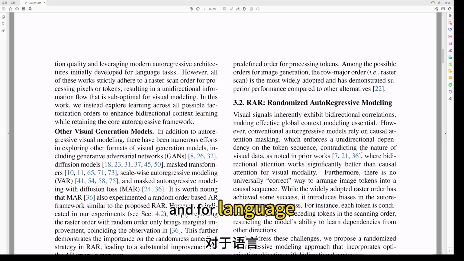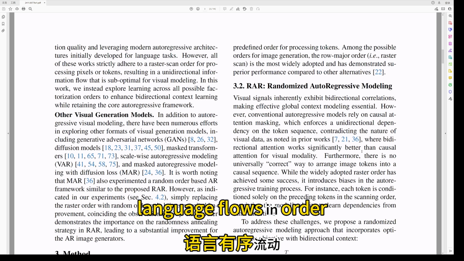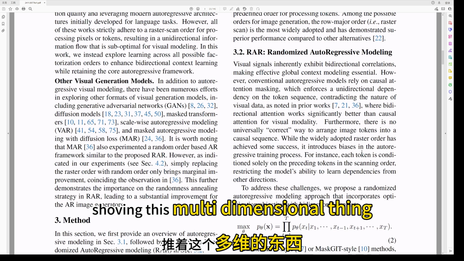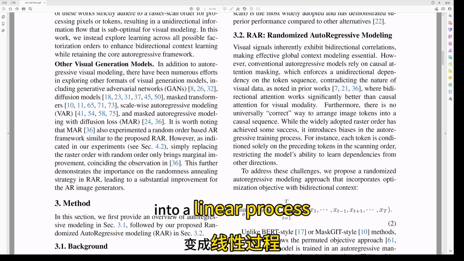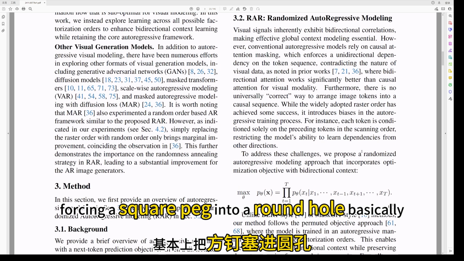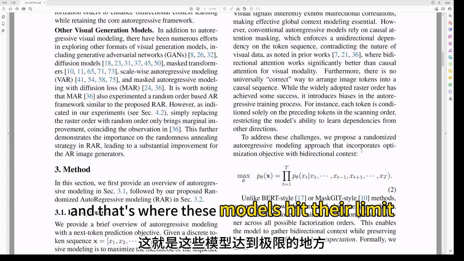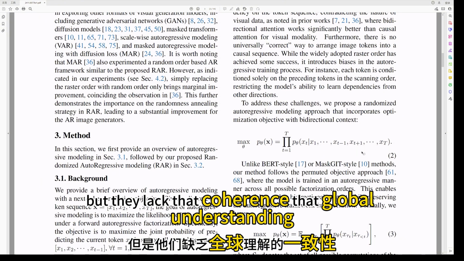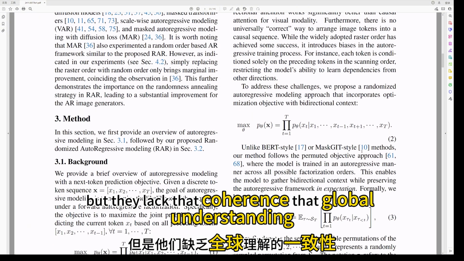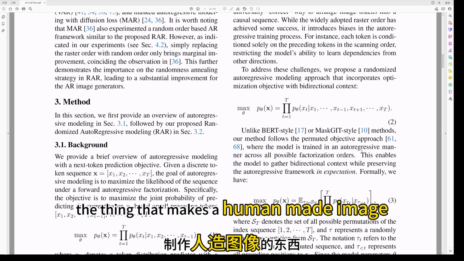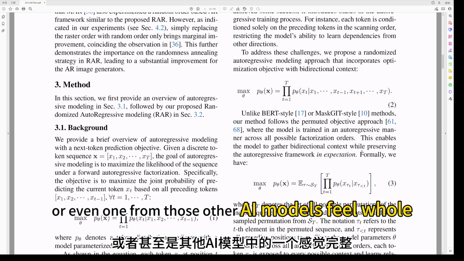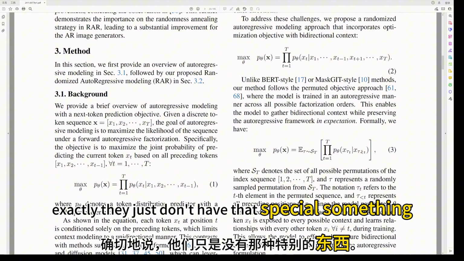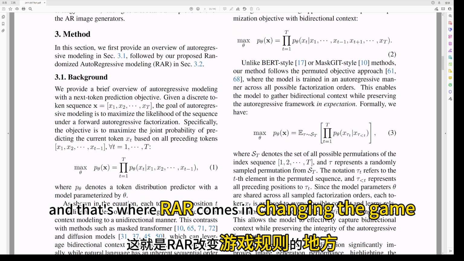And for language, that works like a charm because, well, language flows in order. But with images, not so much. You're shoving this multidimensional thing into a linear process. Forcing a square peg into a round hole. Basically. And that's where these models hit their limit. They can make images, sure, but they lack that coherence, that global understanding. The thing that makes a human-made image, or even one from those other AI models, feel whole. Exactly. They just don't have that special something. And that's where RAR comes in, changing the game.